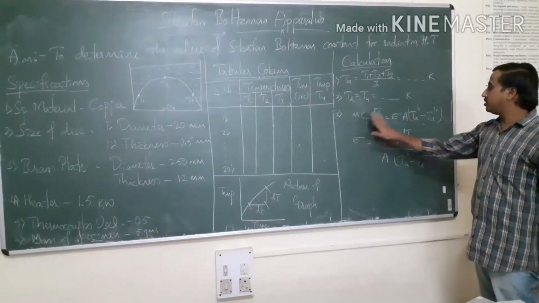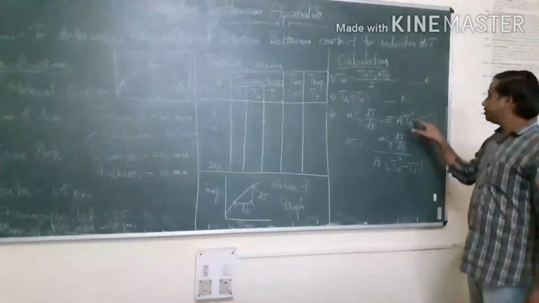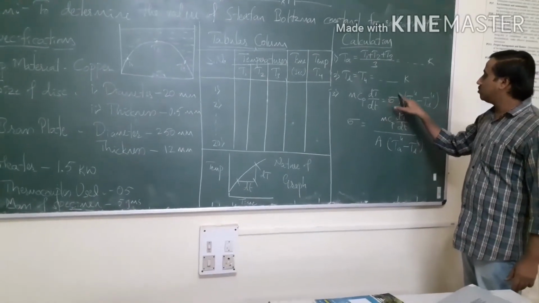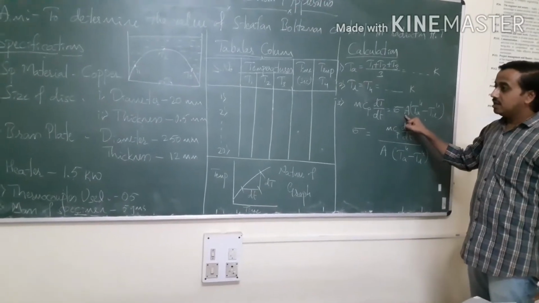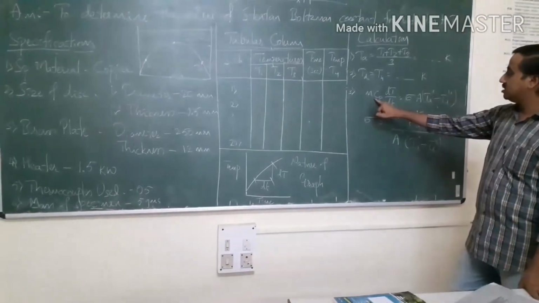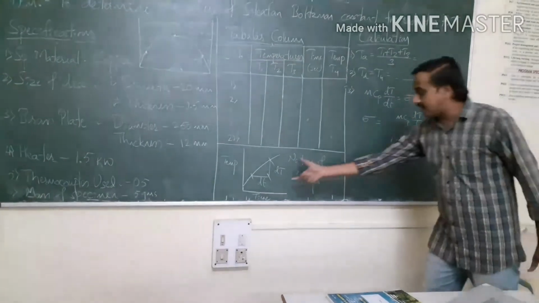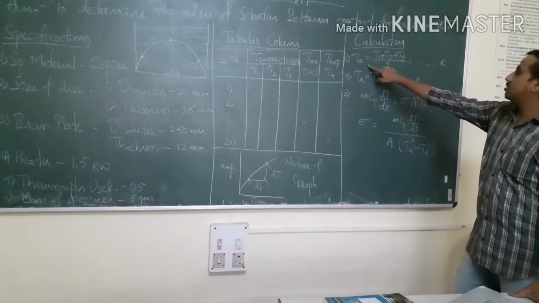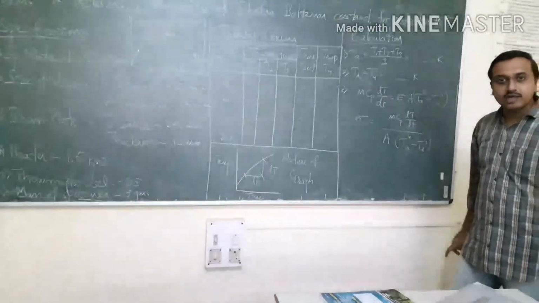Now if we equate both the equations, m Cp dT by dt to sigma A (TA to the power 4 minus TD to the power 4), we can easily calculate the unknown value of sigma. Here A is nothing but the area of the specimen. M is the mass of the specimen, which is given. Cp you can note down from the data handbook. dT by dt is calculated out of the graph. TA you have calculated as the average temperature. TD you have noted down from the experimental setup.